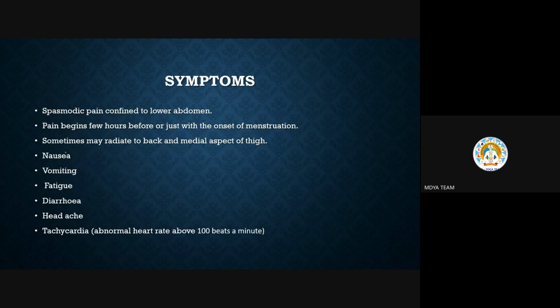So the symptoms, as I told, are spasmodic pain confined to the lower abdomen. That means you will feel some spasm happening in the lower abdomen. Pain begins a few hours before the onset of the menstrual cycle. Normal symptoms are also similar. Sometimes it may radiate to the back and medial aspects of the thighs. It can go from the back to the thigh region also. Nausea, pain. Why does it go into the thigh and all?